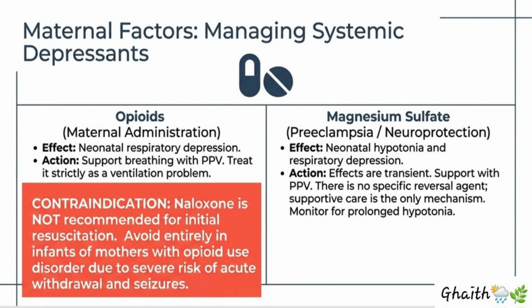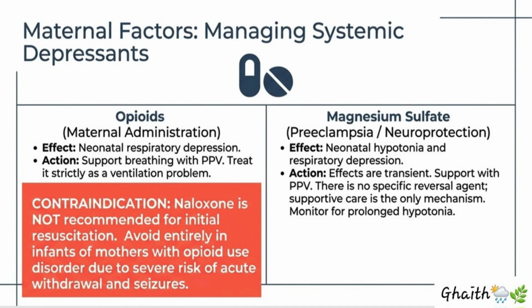ventilation, not reversal. Magnesium sulfate, typically given for preeclampsia or fetal neuroprotection, causes neonatal hypotonia and respiratory depression as well. These effects are transient. Support with PPV. There is no specific reversal agent, so supportive care is the only mechanism available, and you should monitor for prolonged hypotonia as the magnesium clears.